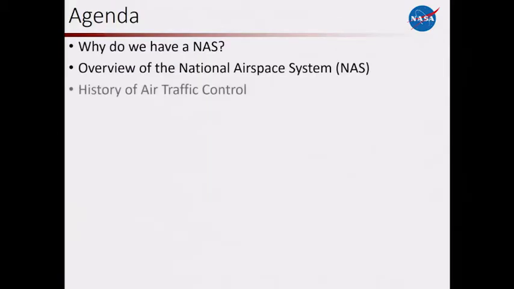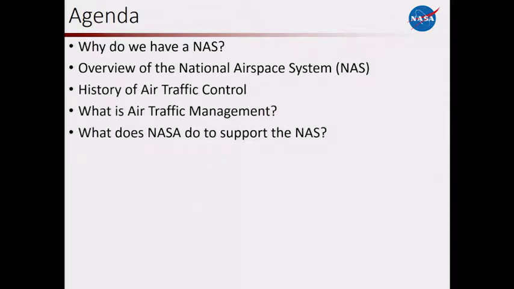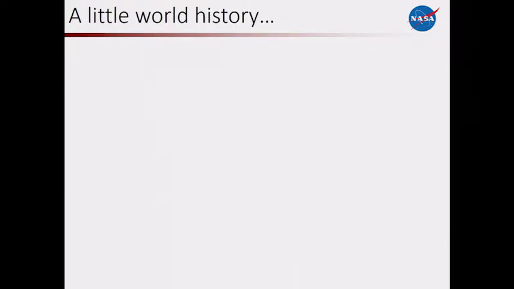So a little primer. Why do we even have a national airspace system? An overview of the NAS, kind of by the numbers and some of the procedures. A brief history of air traffic control and how we got to the system that we have today. Looking at air traffic management as a separate discussion from the NAS. And then what does NASA do to support the development of the NAS into the future?